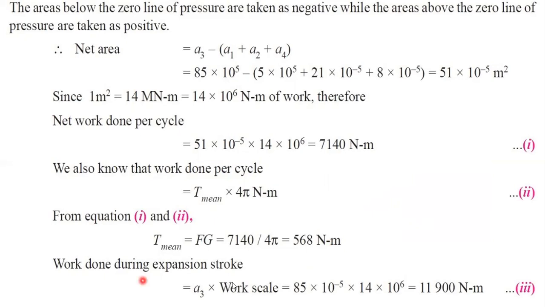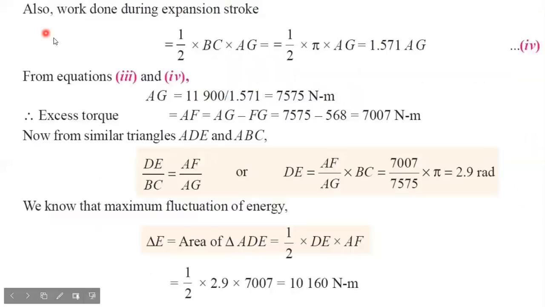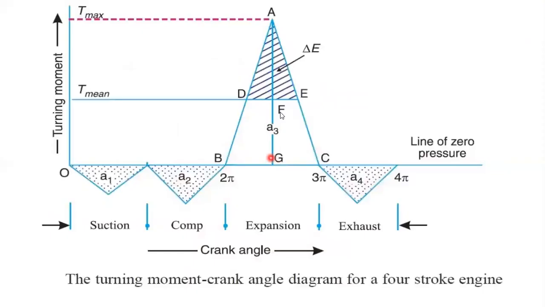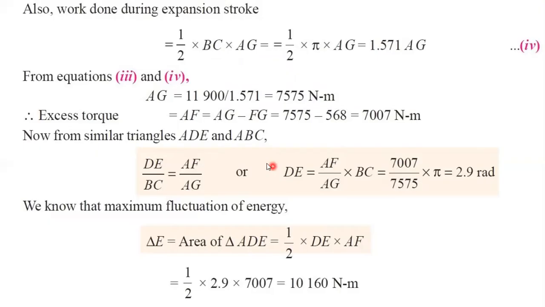So work done during expansion stroke is A3 into work scale. So A3 value we know, work scale is 14 into 10 power 6. Finally, you will be getting one value, that is equation 3. Work done during the expansion stroke is nothing but half into base into height. Base is BC and height is AG. BC means 3 pi minus 2 pi is pi, and AG is the height. We need to determine that. So finally, you'll be getting the 3rd and 4th equation. Now you just equate 3 and 4 in order to determine AG.